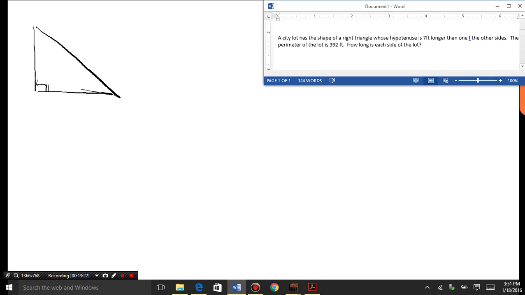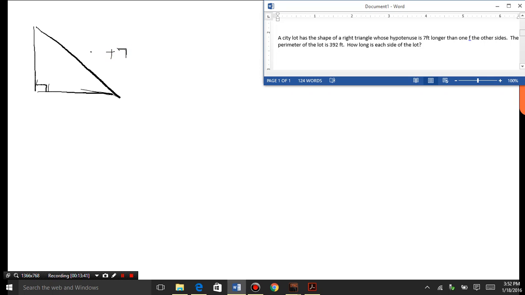A city lot has the shape of a right triangle. We drew that. Whose hypotenuse? All right, guys, what's the hypotenuse? This is it. So the hypotenuse is 7 longer. So it's plus 7 of what? I don't know yet, I haven't read it. 7 longer than one of... That's not it, it's of the other side.